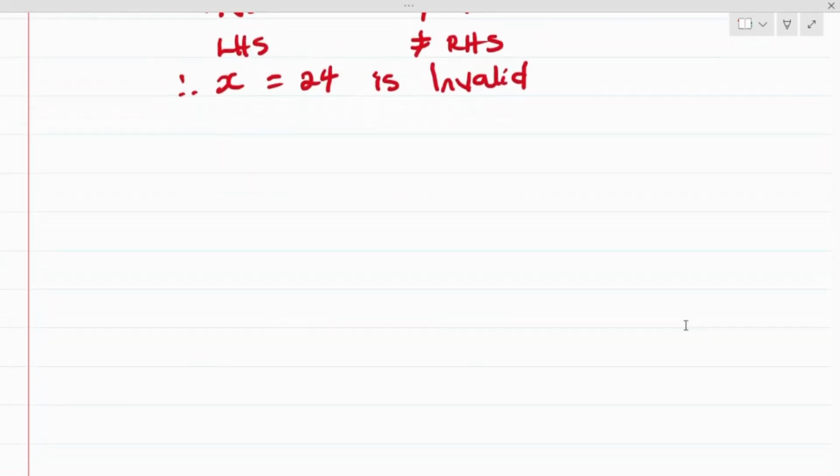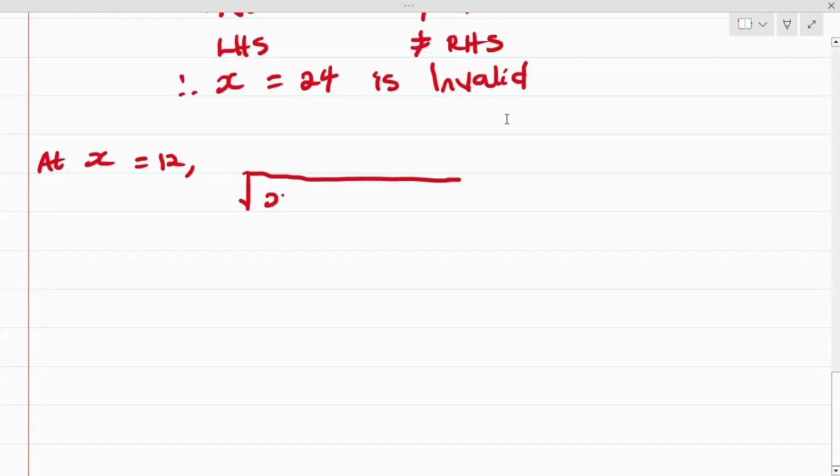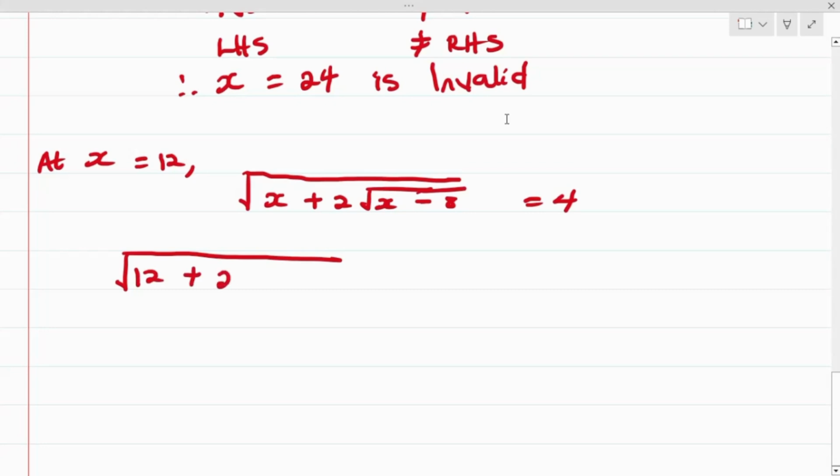So let's simply solve for x = 12. At x = 12, the expression is given as √x + 2√(x - 8) = 4. So x = 12, we have √12 + 2√(12 - 8) = 4, and 12 - 8 gives us 4.